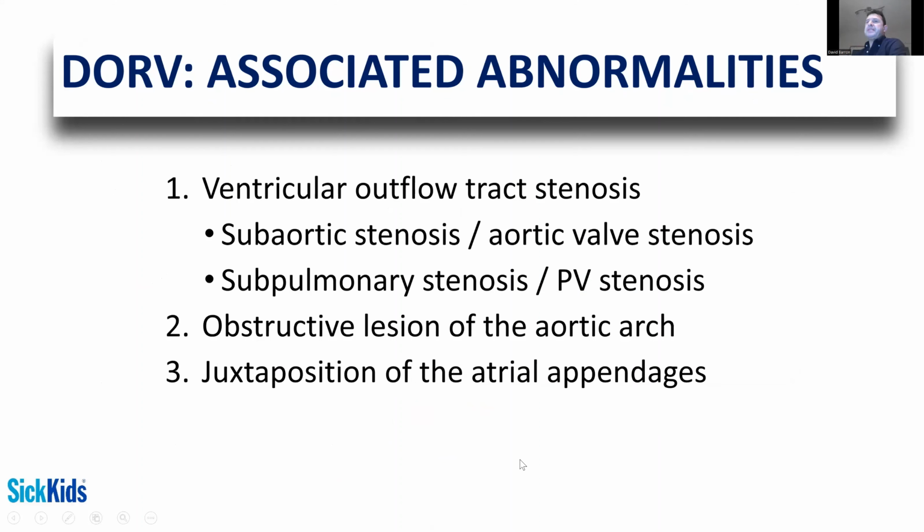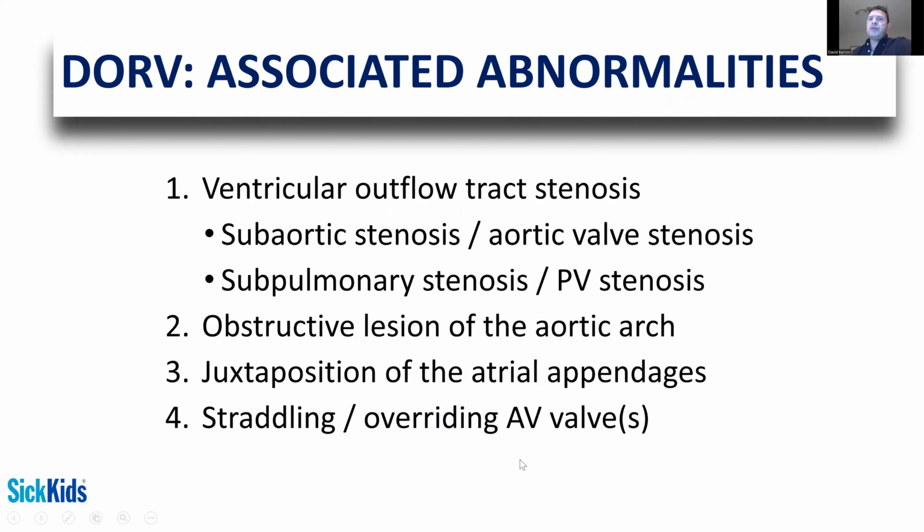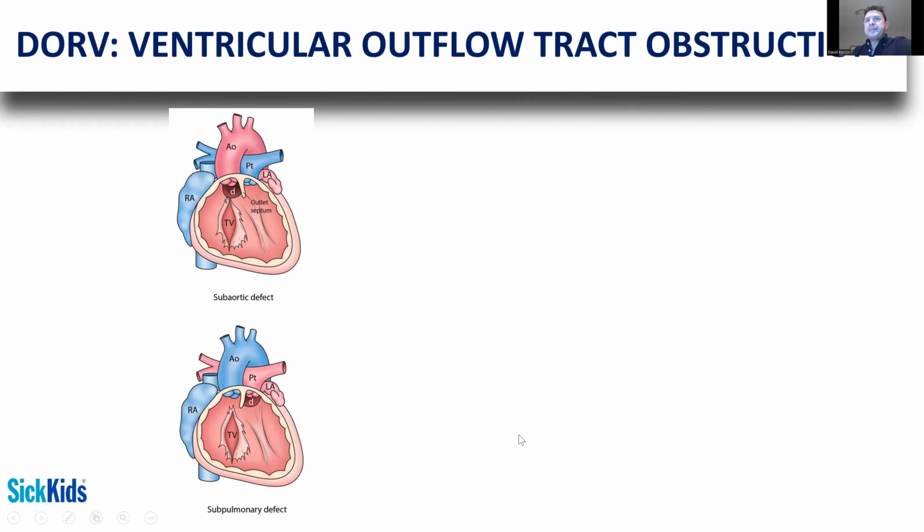You can also have juxtaposition of the atrial appendages, as June has mentioned, and you can have straddling or overriding of the AV valves, which is often a surrogate marker telling you that one of the ventricles is small and underdeveloped. And those are the cases which may genuinely not be septatable.